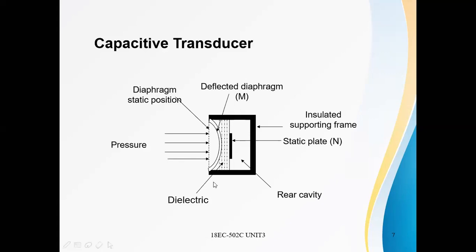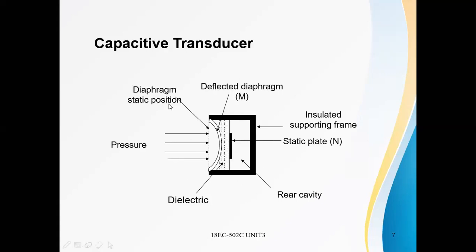If you see the construction of the capacitive transducer, as we just discussed, out of these two plates, one is the fixed plate, the static plate, and the other is the deflected diaphragm M, the movable plate. One plate is constant and fixed, and the other plate is moving. When the plate moves, the distance between the plates varies, and the dielectric medium also varies based on this.